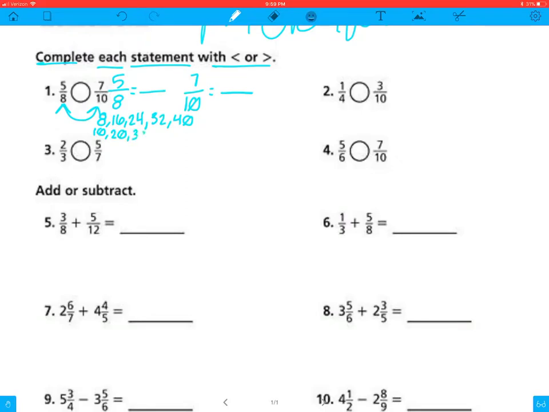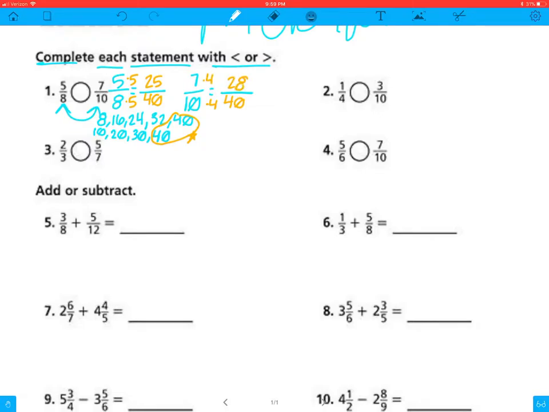Now, why do I know it's going to be 40? Because when I have a 10 as one of my numbers, it has to be a number that ends in 0. So like 10, 20, 30, 40. So I go through, circle my least common multiple, make that my new denominator. Now, what did I do to the 8 to get to 40? I multiply by 5. Whatever I do to the denominator, I need to do to the numerator.